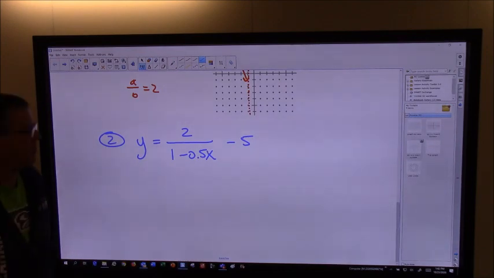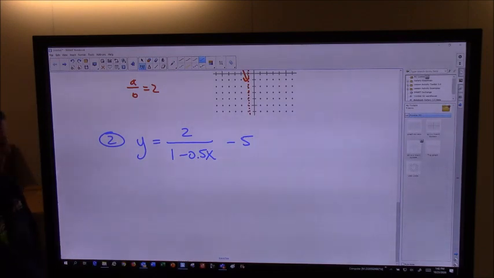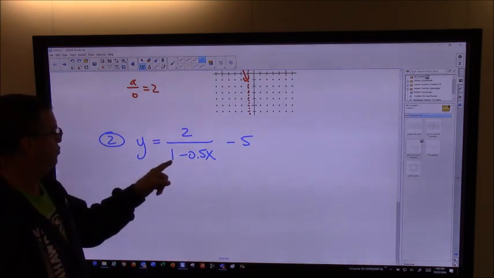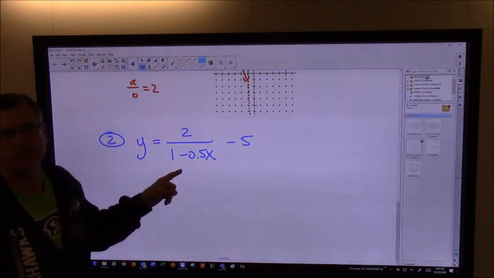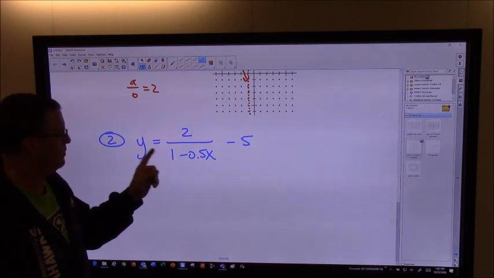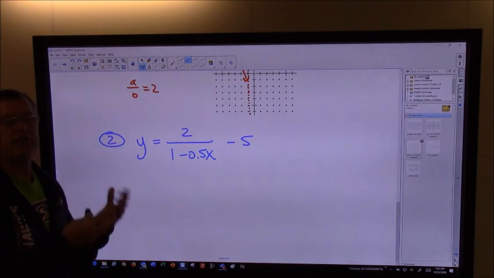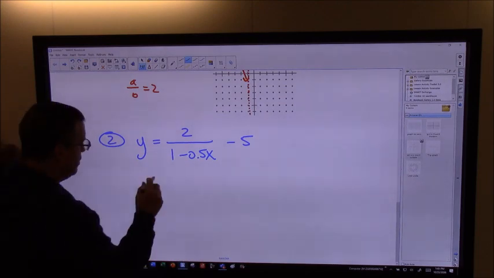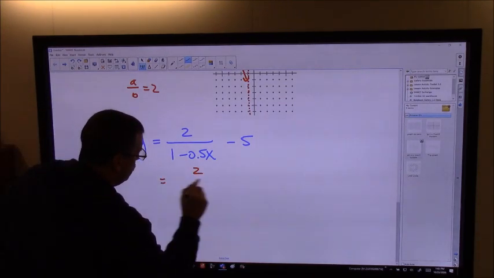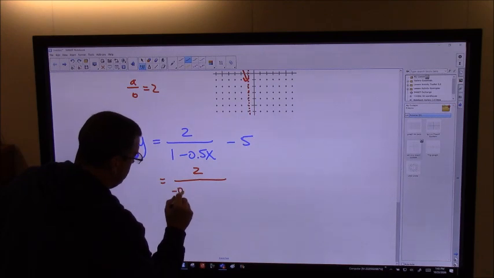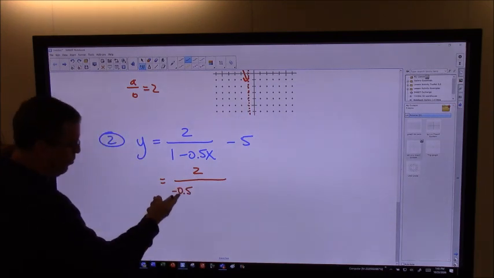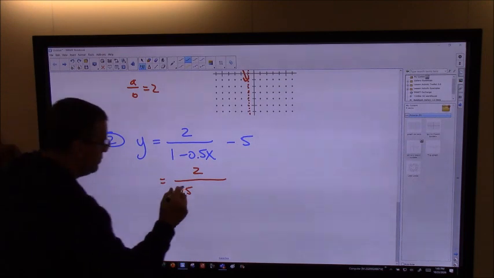All right, you guys go ahead and try this one. All right, so my first thought here is it's not really written right. Okay, I don't like that. And again, if you don't like the way it's written, fix it. Write it the way you'd like to see it. So we're just going to say that's 2 over a negative 0.5. You know, if you want to call it 1/2, that's okay.